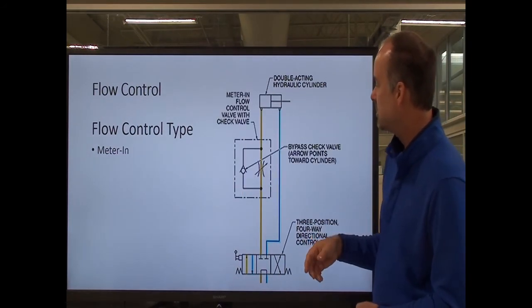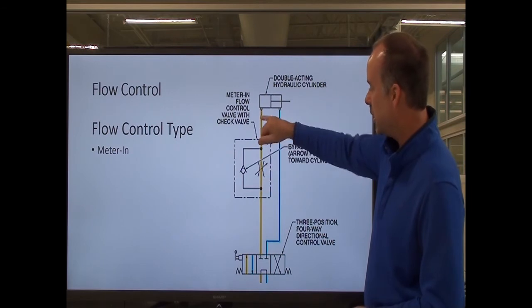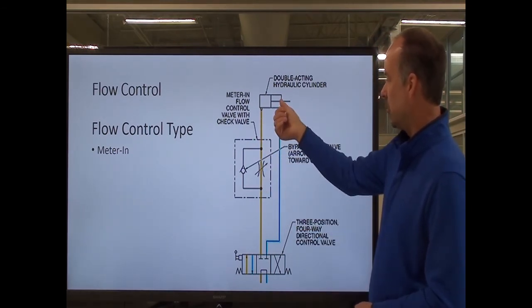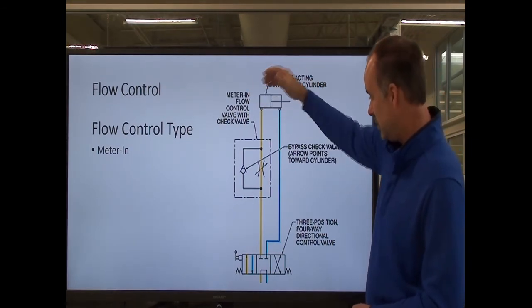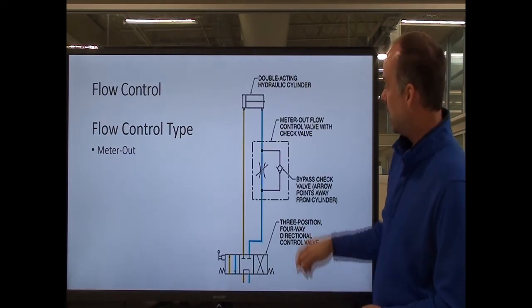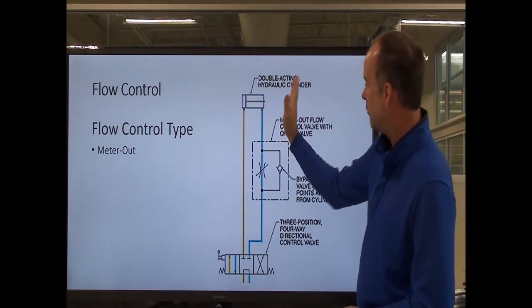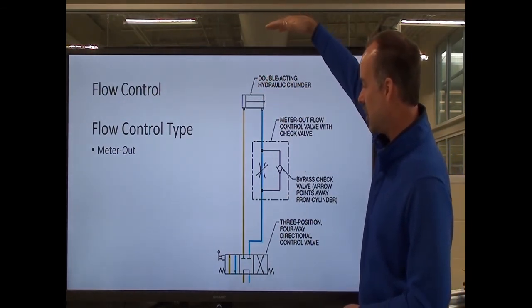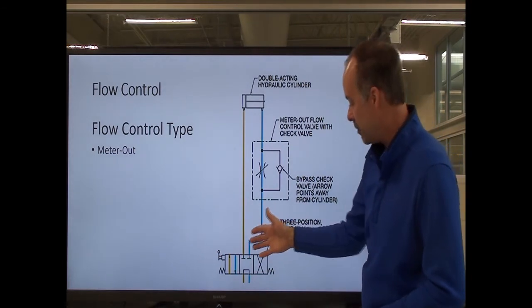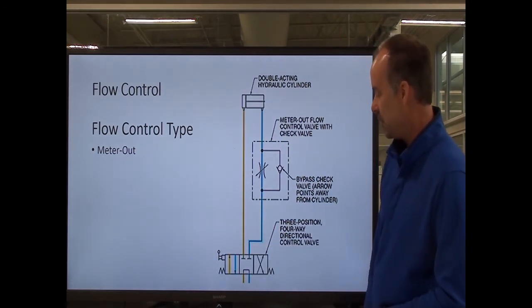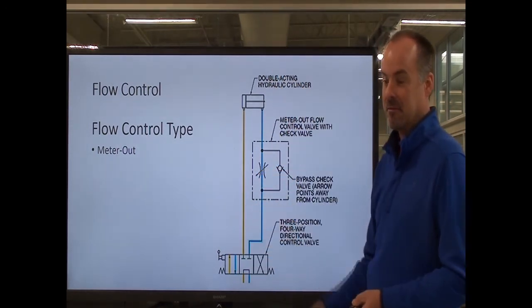In different applications, typically you do meter in when you have a horizontal load, where you don't have gravity or anything with a load acting on the cylinder, and meter out gives you a little more control on a vertical load. So if I've got the cylinder pointing up and I've got a heavy load on top of it, the meter out gives me a little more control. If something happens and my valve fails and starts allowing fluid to flow, the meter out would actually slow the descent of that load.